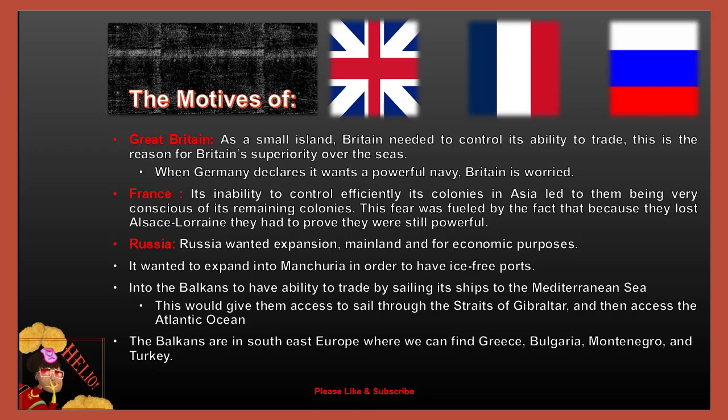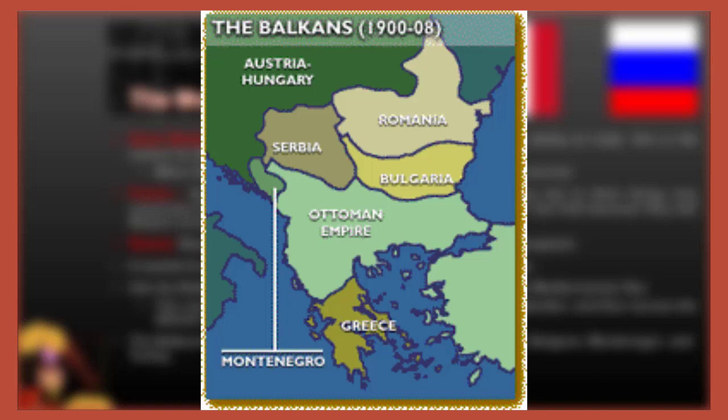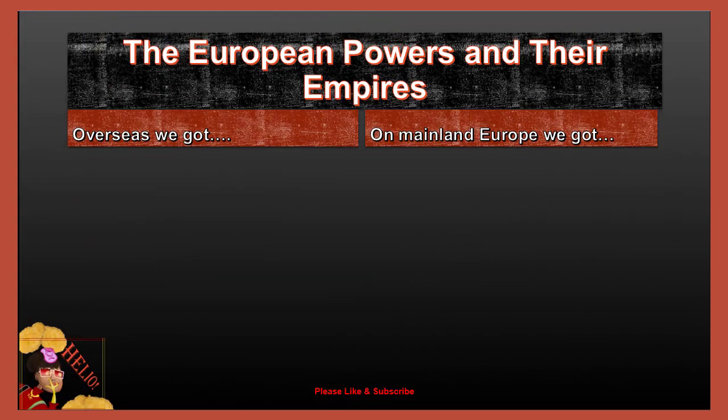Of course, there are more, but these are the main ones you can focus on right now. Here's a picture of the Balkans. You see Russia and Austria-Hungary pretty close, so this next slide is the European powers and their empires. Here are the powers, and this is all the land that they own.